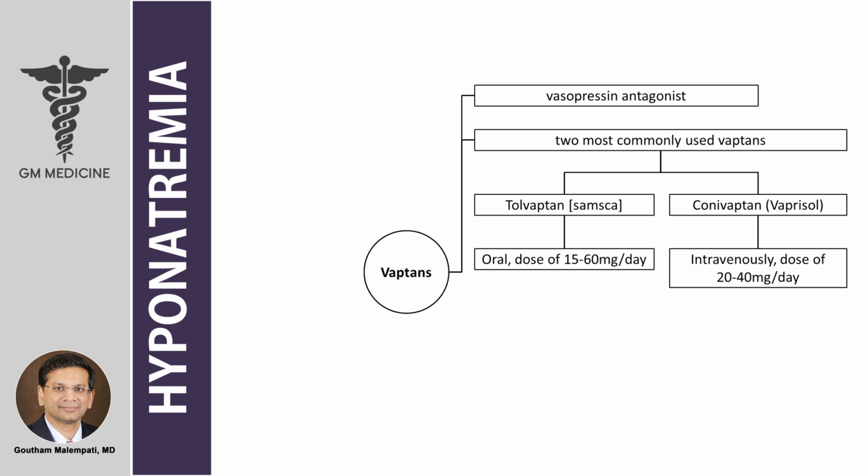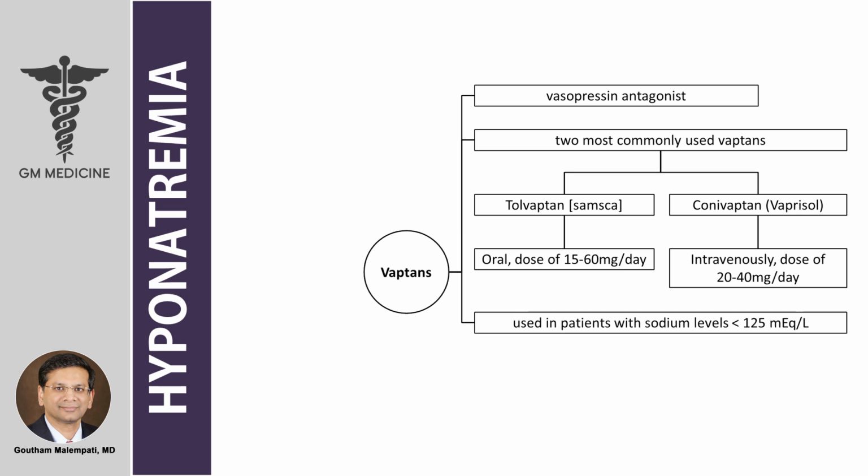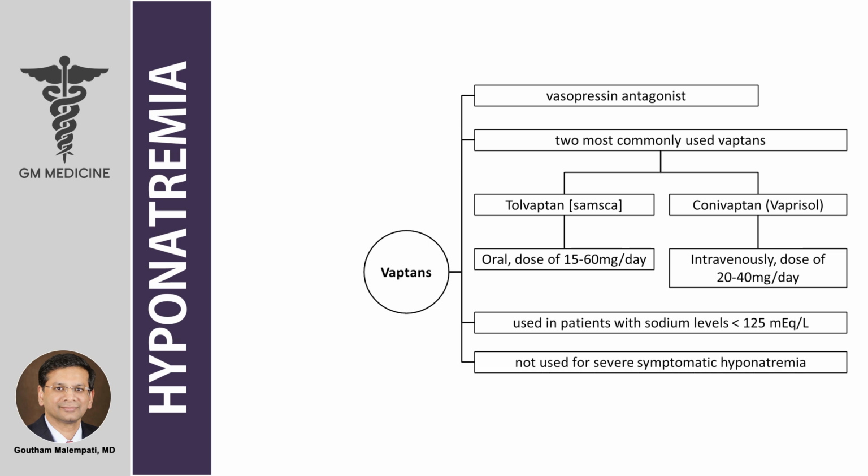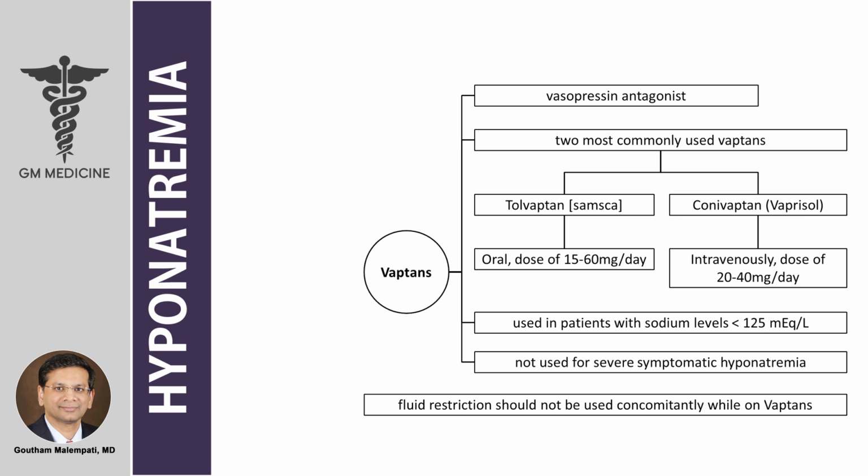Vasopressin receptor antagonists, aka Vaptans, are used in patients with sodium levels less than 125 milliequivalents per liter. They're not used for severe symptomatic hyponatremia. Fluid restriction should not be used concomitantly while on Vaptans.